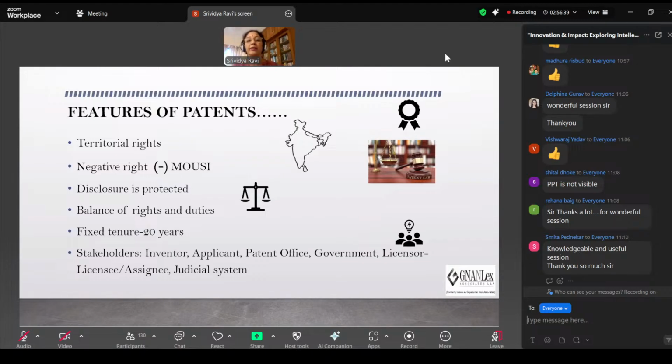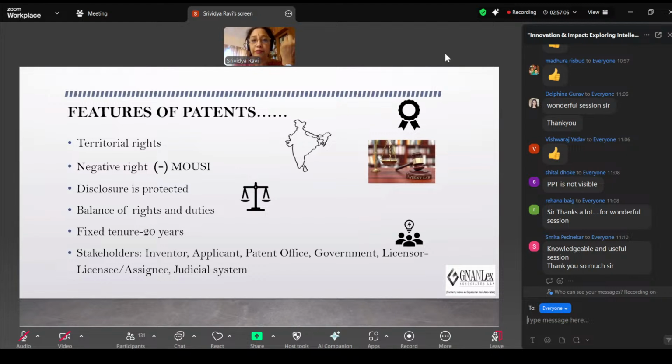They are providing the facilities for the patent office to function as an enforcer of the Patent Act. Now, if you are licensing your technology, the licensor, as well as the person who is receiving the license, is either getting the rights assigned to him or getting the rights licensed to him. They are important stakeholders. And finally, of course, the judicial system.